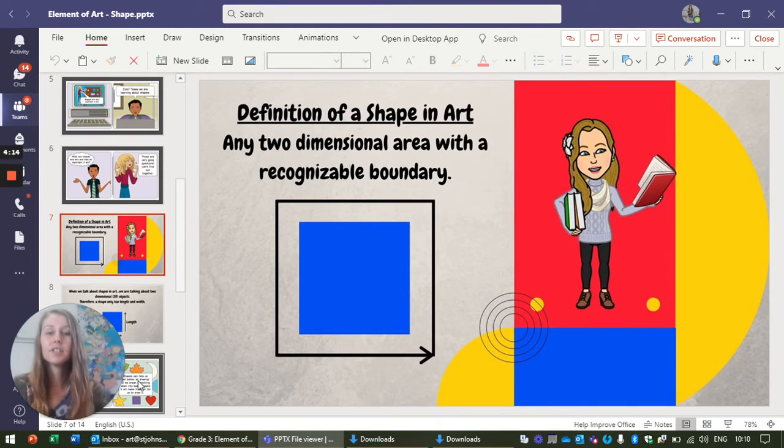Definition of a shape in art: any two-dimensional area with a recognizable boundary. Okay boys, remember we learned about line last week? So a shape is made up of different lines that come together and form a closed area. Like a cricket pitch, the area around the cricket pitch is called a boundary, and that is similar to shapes.